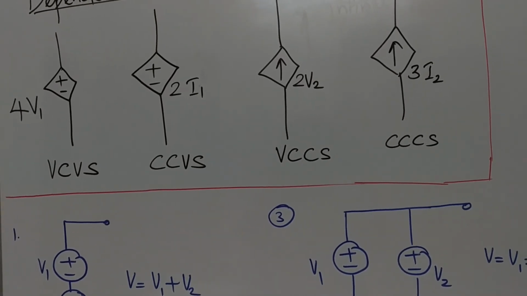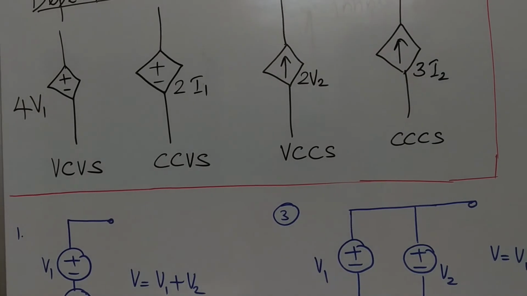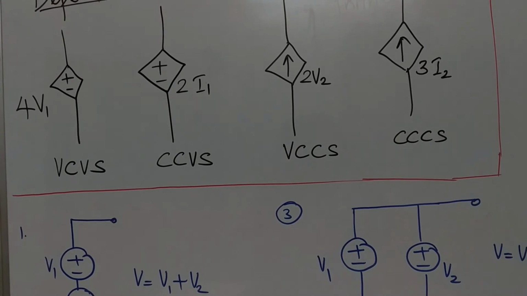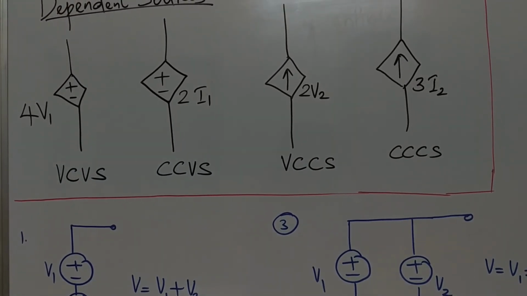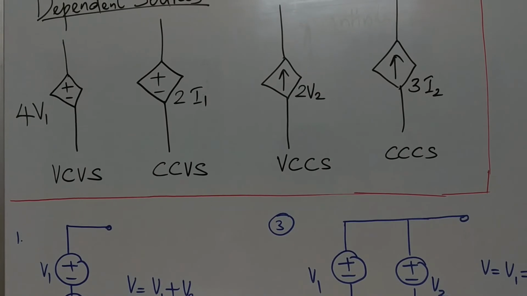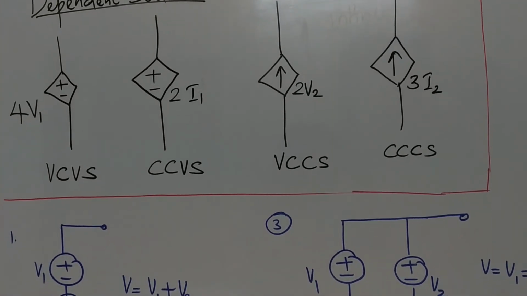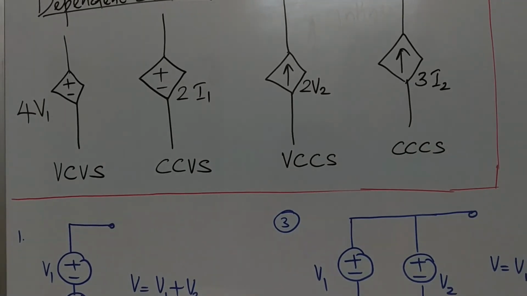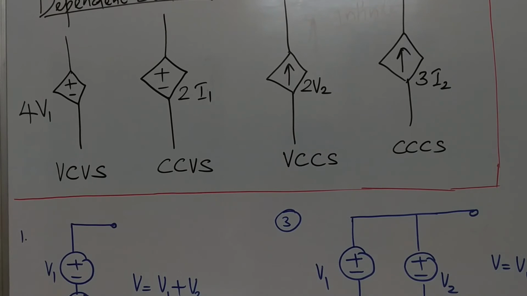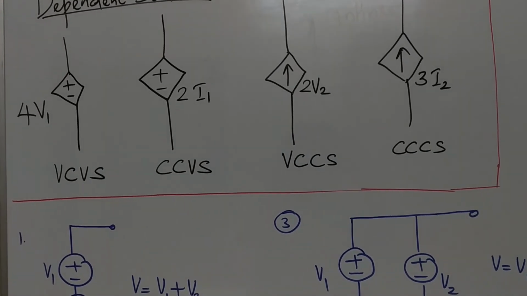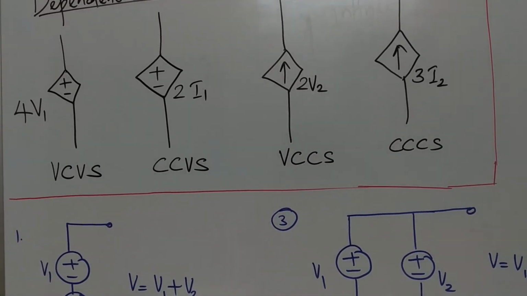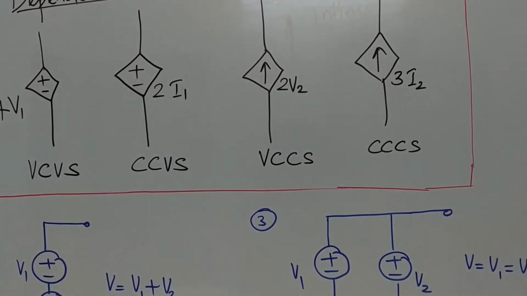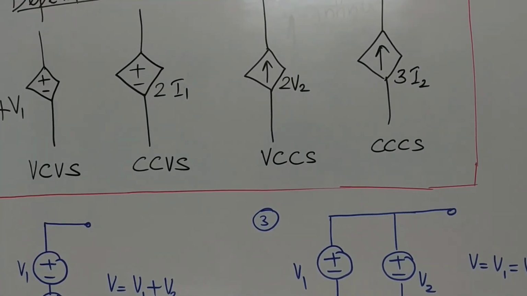It is a voltage source whose value is controlled by voltage at some point. So it is VCVS, or voltage controlled voltage source. In the second one, we can say again it's a voltage source, and the value is 2I1, where I1 is current flowing through some particular branch in the circuit. So depending upon the value of I1, the value of the source will change, and hence it is a current controlled voltage source. The third one is a current source, a dependent current source, whose value is 2 times V2.